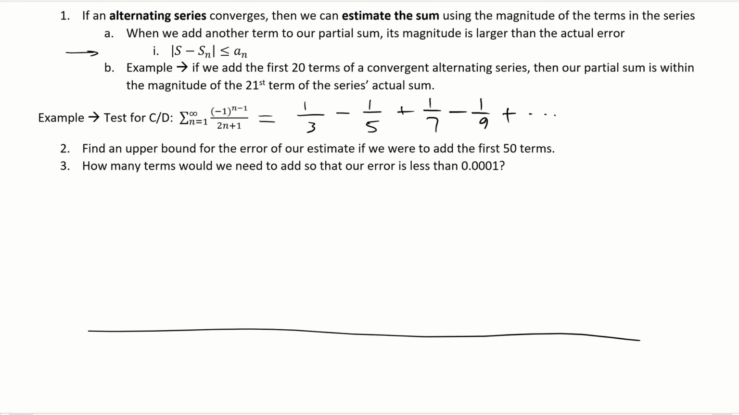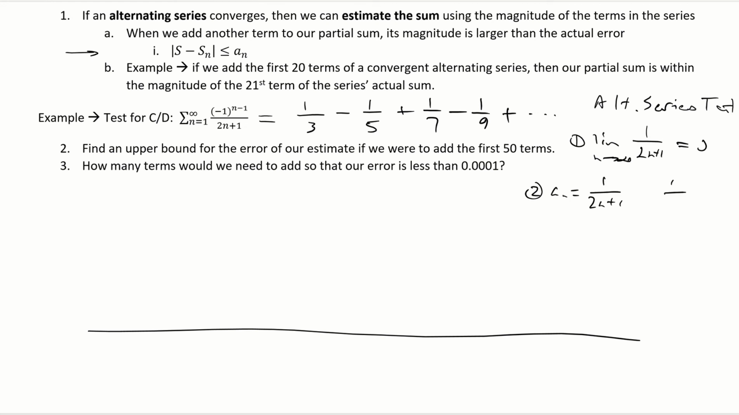And we already know the alternating series test. If you ran the alternating series test on this, you would quickly find that 1, the limit as n goes to infinity of 1 over 2n plus 1 is 0, and 2, a sub n is 1 over 2n plus 1, but 1 over 2n plus 3, which is a sub n plus 1, has a bigger denominator, so it's definitely going to 0, definitely decreasing, and therefore converges.